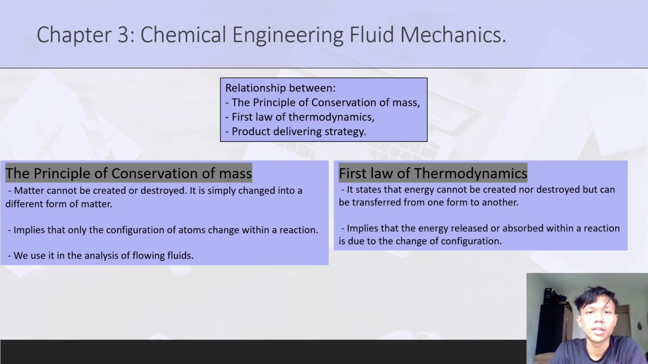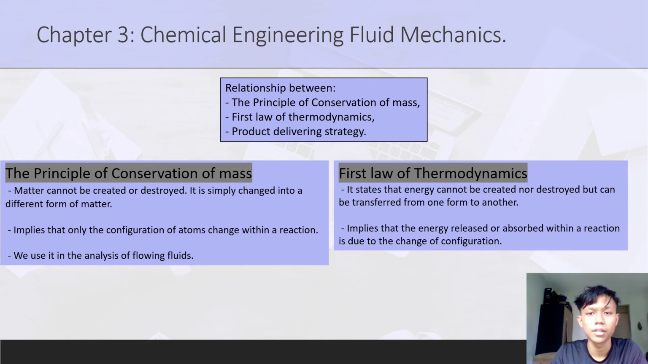For chapter 3, chemical engineering and fluid mechanics, there are 3 terms that we need to consider, which are the principle of conservation of mass, the first law of thermodynamics, and the product delivery strategy. Okay, the first one is the principle of conservation of mass. It states that matter cannot be created or destroyed. It is simply changed into a different form of matter, and it implies that only the configuration of atoms changes within a reaction, and we use this to analyze flowing fluids.